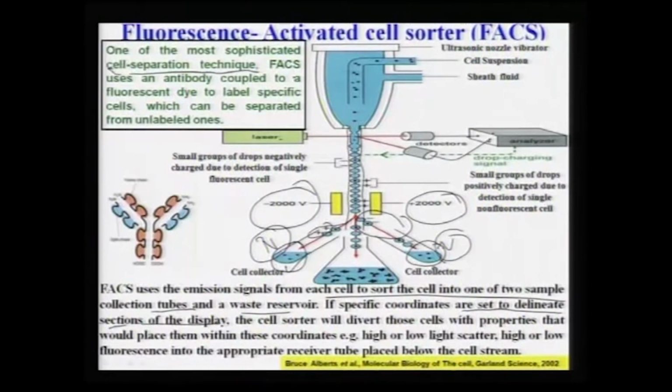Cell separation means it distinguishes cells depending on whether there is an antibody coupled to a fluorescent dye to label specific cells which are to be separated from the unlabeled ones. So, this is your unlabeled cells and this is your labeled cells. And what is an antibody? An antibody is typically another protein, and it has a typical N end here and C end here. As you can see, this is one type of protein molecule, this is another type of protein molecule. So, it has a typically complicated structure.